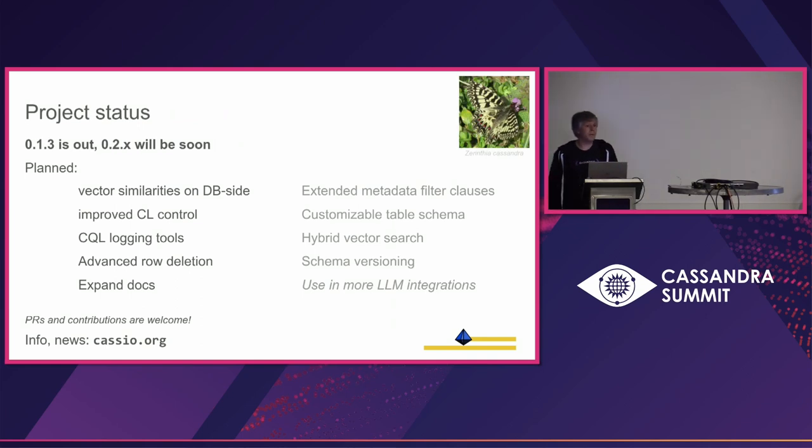So the project is evolving. We hope to have 0.2 out very soon. And yeah, you can see here the features that are being added at various stages now. I invite you to go to cassio.org for quick starts, docs, tutorials, and everything. And of course, it's an open source project, and we welcome contributions and issues and everything.